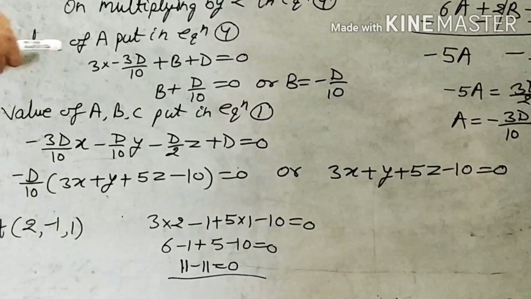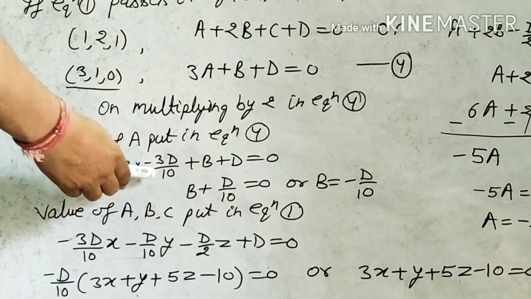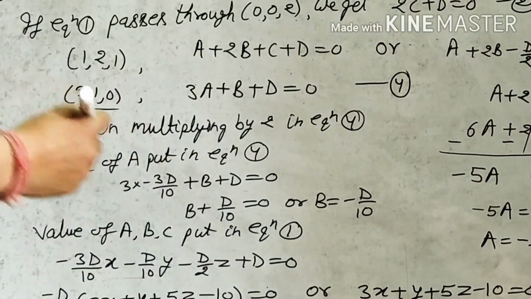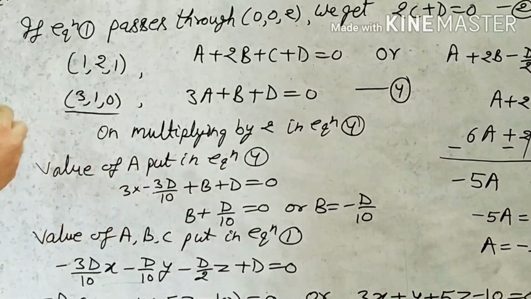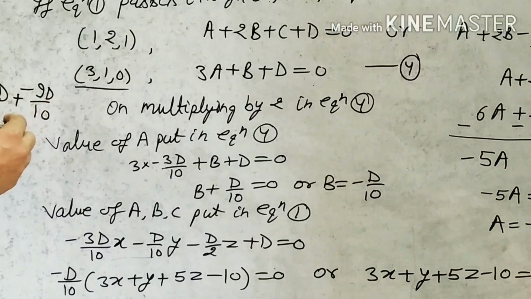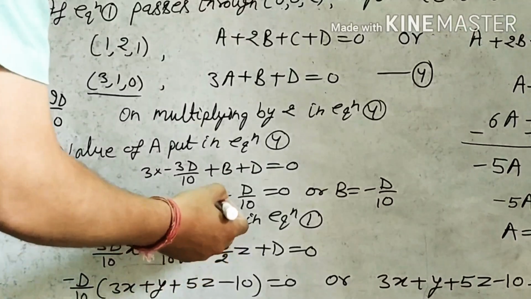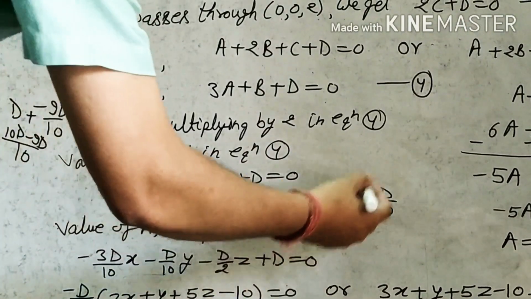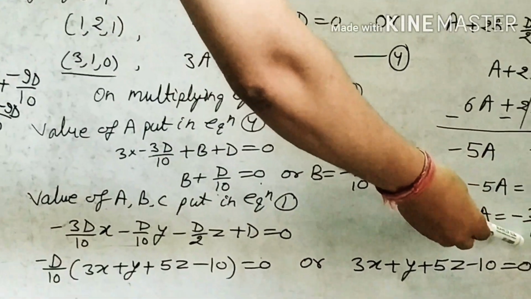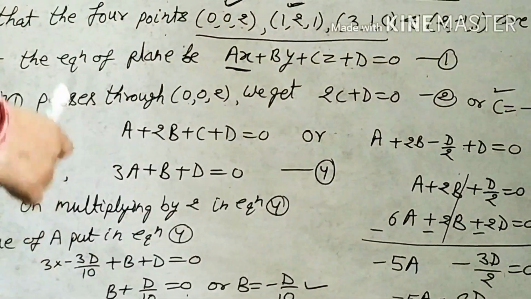Now put the value of a in equation 4, that is 3a, with a replaced by minus 3d upon 10, plus b as it is, plus d equal to 0. This time 3 into 3 is 9. It will be minus 9d upon 10 and it is plus d. You will take LCM, 10d minus 9d, so it will be d upon 10. That's why b plus d upon 10 equal to 0, or b equal to minus d upon 10. This time the value of a is minus 3d upon 10, value of b is minus d upon 10, and value of c is minus d upon 2. Values of a, b, c are clear.